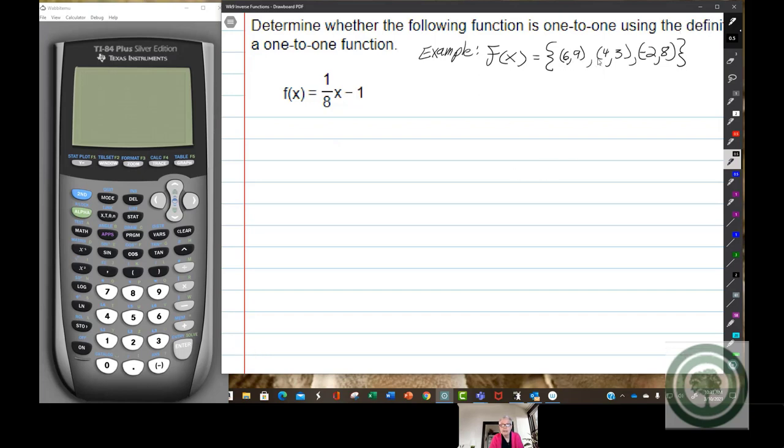If f of x consists of those 3 points, then f inverse of x consists of these points: (9, 6), (3, 4), and (8, -2). That's one very cool thing about inverses, and we're going to find more.